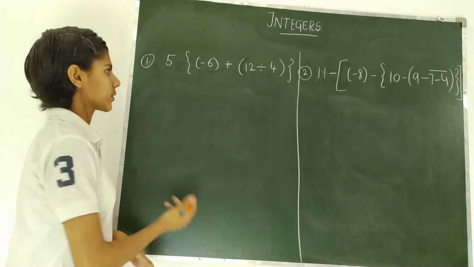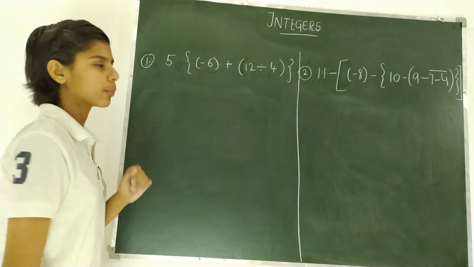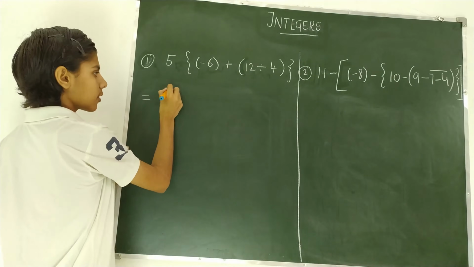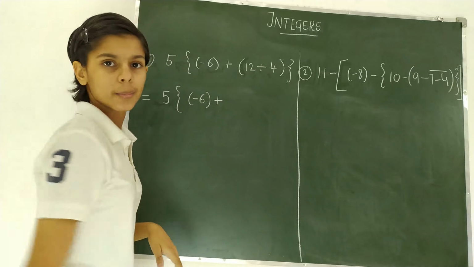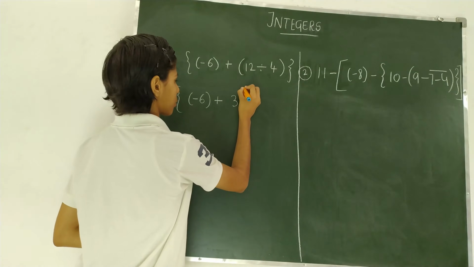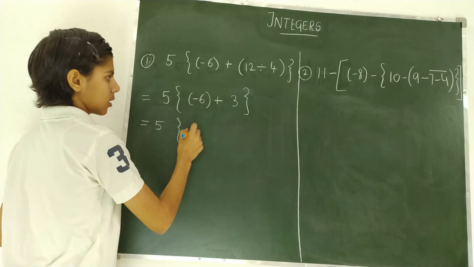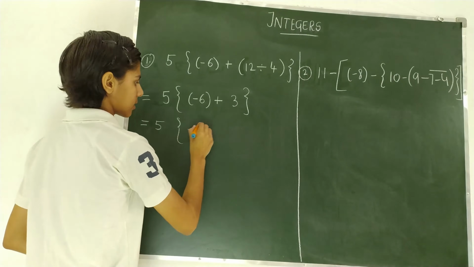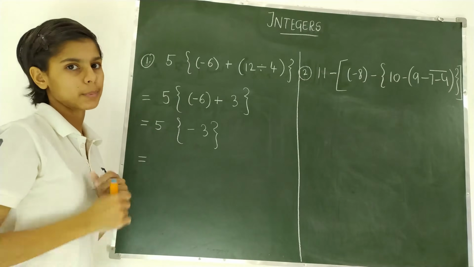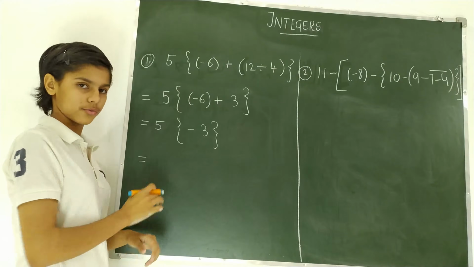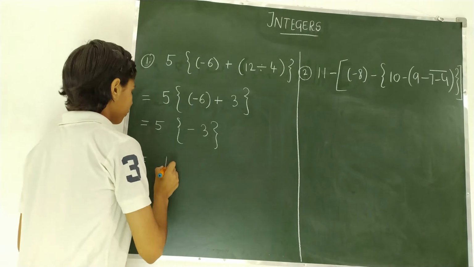So the first example is this one. In this we cannot see bar brackets anywhere. So firstly we will solve the round brackets. And others we will write as it is. Minus 6 plus 12 divided by 4 is 3. So our one bracket is solved. Next step is minus 6 plus 3. It is minus 3. Now they both are in the multiplication relation here, or you can say of. So firstly we will multiply 5 by 3. So 5 into 3 is 15.